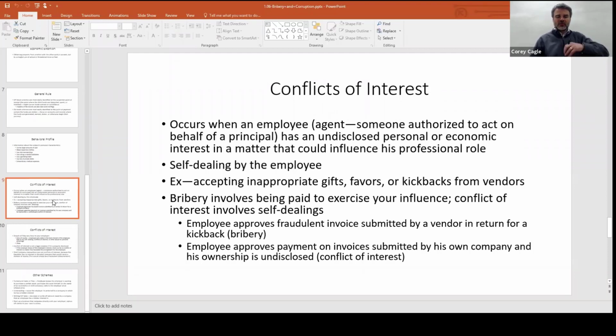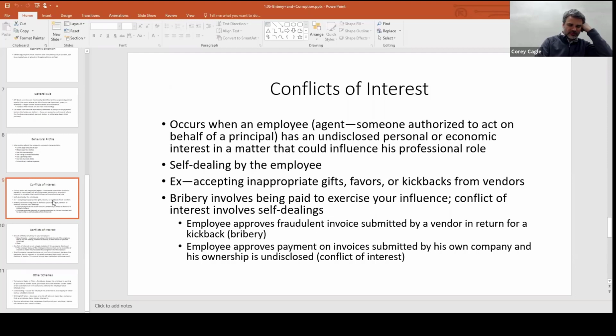All right, so what is it? You all know what it is, but an employee has some kind of undisclosed personal interest in some kind of matter that could influence the role that they play in the company, right? There's often some kind of self-dealing going on, or dealing with a family member. A conflict of interest could be accepting inappropriate gifts or favors or even kickbacks and things like that. Self-dealing, that's conflict of interest.